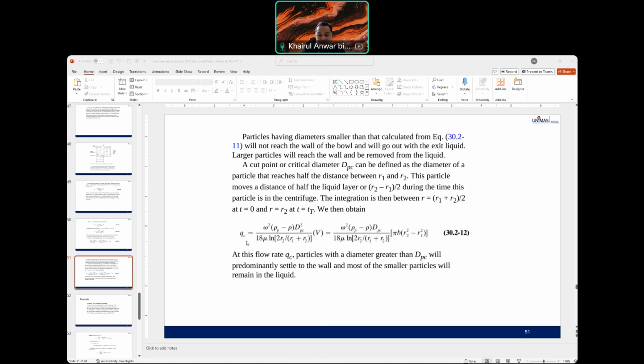We then obtain Qc. So at this flow rate Qc, particles with diameter greater than dpc will predominantly settle to the wall, and most of the smaller particles will remain in the liquid.